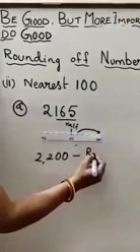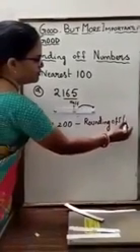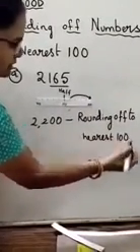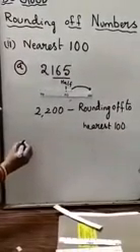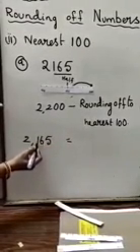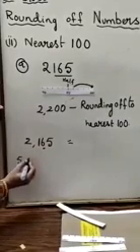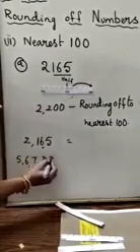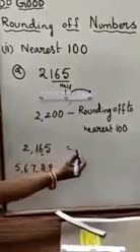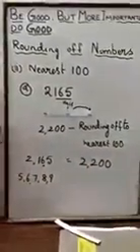This is rounding off to the nearest 100. There is another method. 2165: here ones, tens, hundreds. You have to round off hundreds. So check the tens digit. If your tens digit is 5, 6, 7, 8, 9, now this is 6. Therefore, you add 1 to your hundreds digit and round off to 2200. So this is called rounding off to 100.